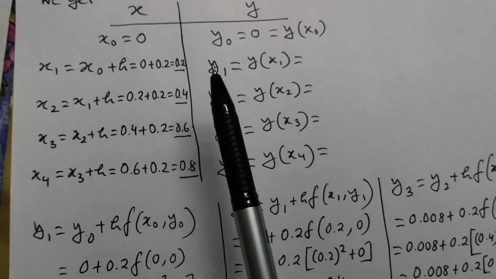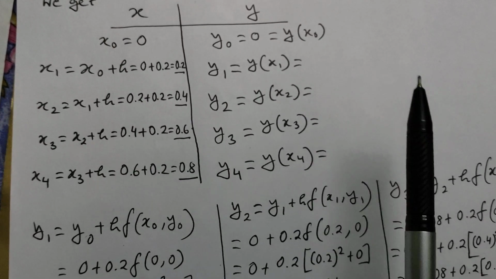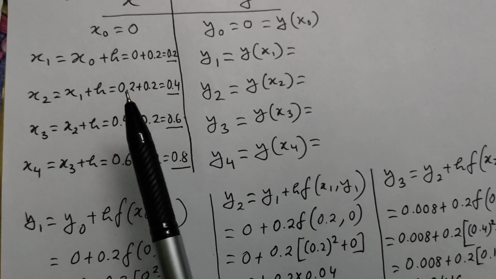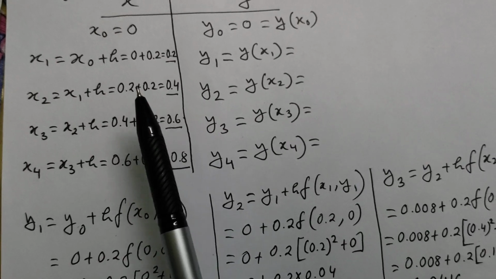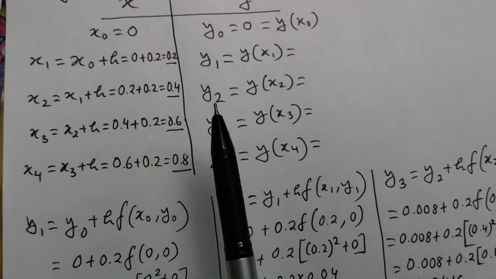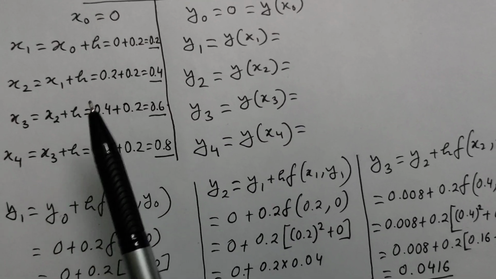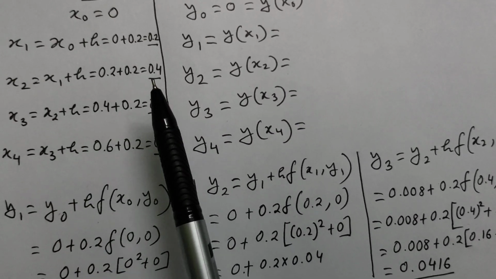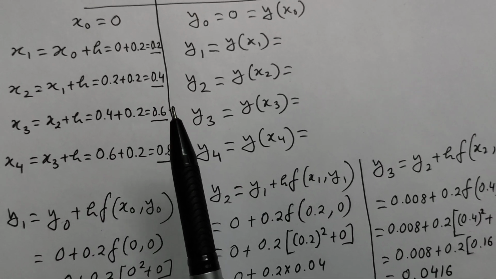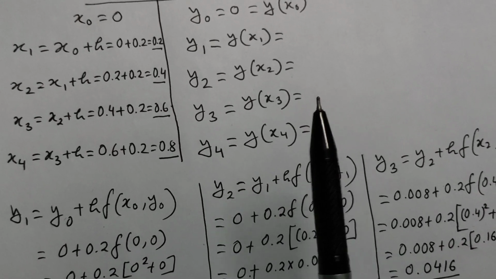And for that value we will get y1, that is y(x1). What will be the value? We will calculate later. Next, x2 equals x1 plus h, so 0.2 plus 0.2 for h equals 0.4. For that we will get y2 equals y(x2). Next, x3 equals the value of x2, that is 0.4, plus h, that is 0.2, equals 0.6. For that we will get y3 equals y(x3).